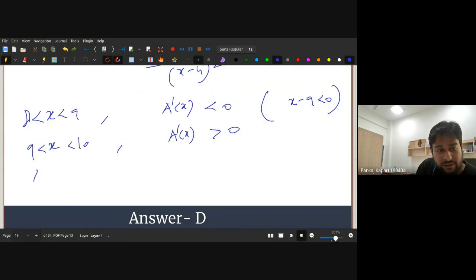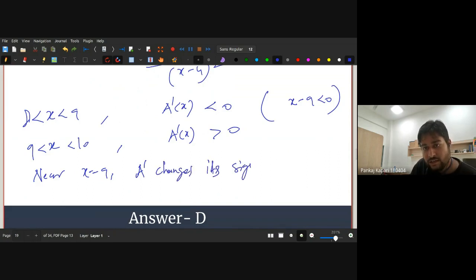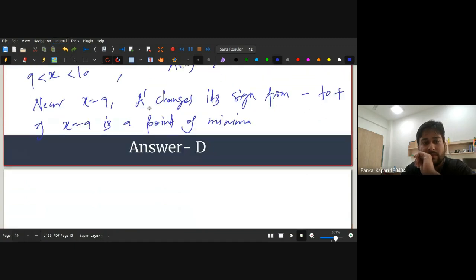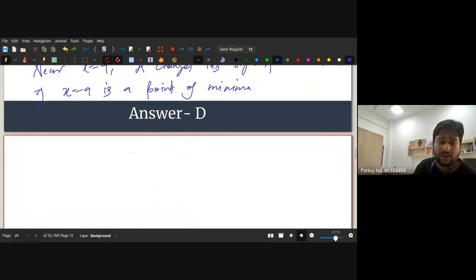So this says that near x equal to 9, the derivative f prime changes its sign from negative to positive. And this implies, from the first derivative test, that x equal to 9 is a point of minima. Okay, so x is a point of minima, and now we have to find y also.